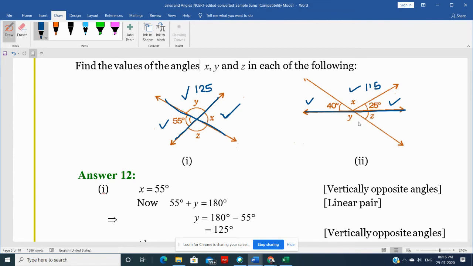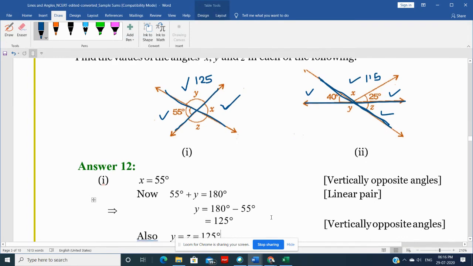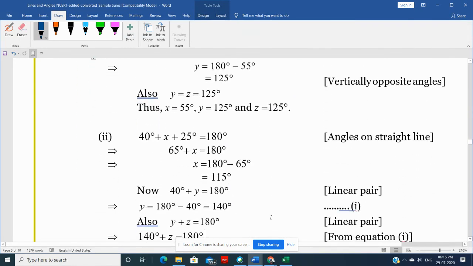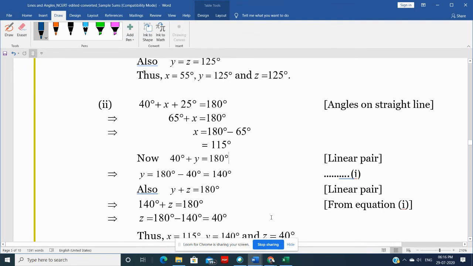Next is y and z. All right. Again, there are multiple ways you can do this sum. If you look at this, this is also on the same line, 115 plus 25. You can easily get z, right? Because x, 25 and z are a linear pair because they are on the same line. So in the same way we can solve this also. And once we get the value of z, we can easily get the value of y, again with the help of linear pair, right? So this is how we can write.